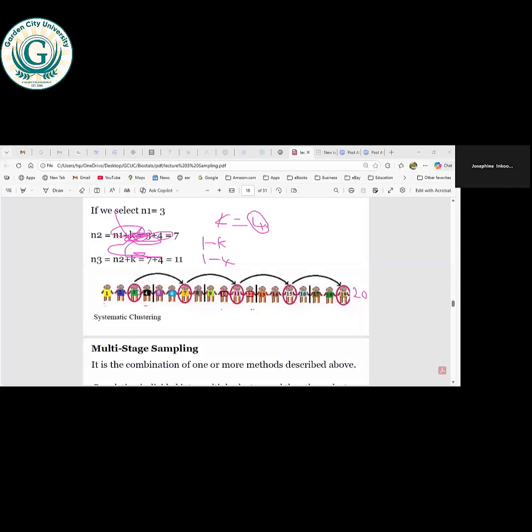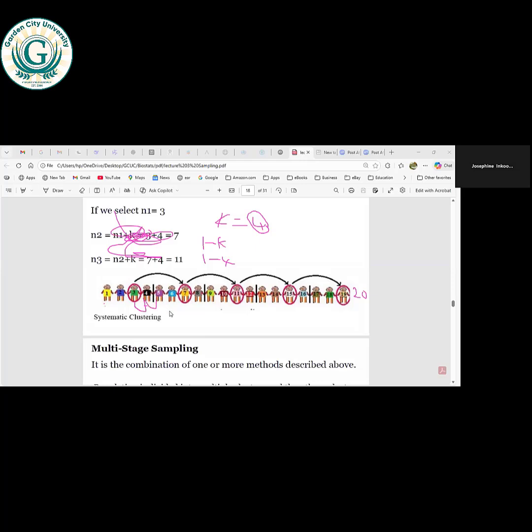So I have randomly selected number 3. That means number 3 is the folder I'm going to select. And now that I know my k to be 4, it means I'm selecting every fourth folder. So now I've selected number 3 as my starting point. So you have to count.